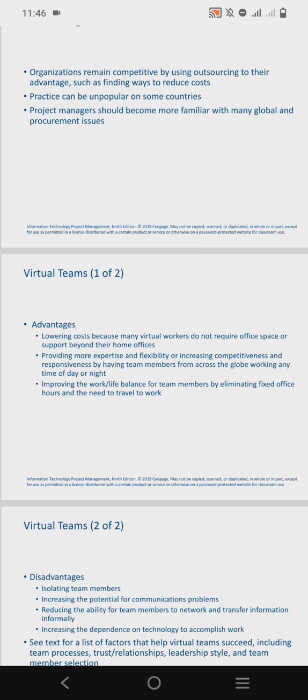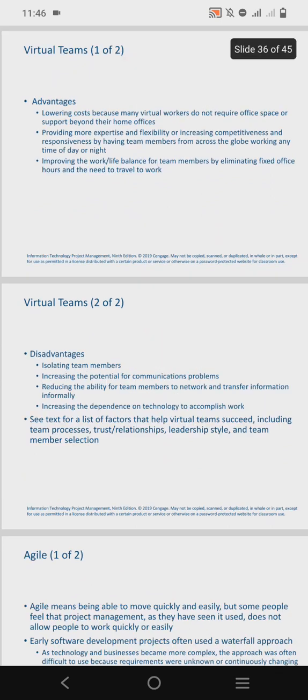And then talking about the disadvantages, the team members are isolated. Remember that you are working from home. You don't have to go to a physical location where you can meet your co-team members. So isolation of team members is a disadvantage, and then there is an increased potential for communication problems to arise.